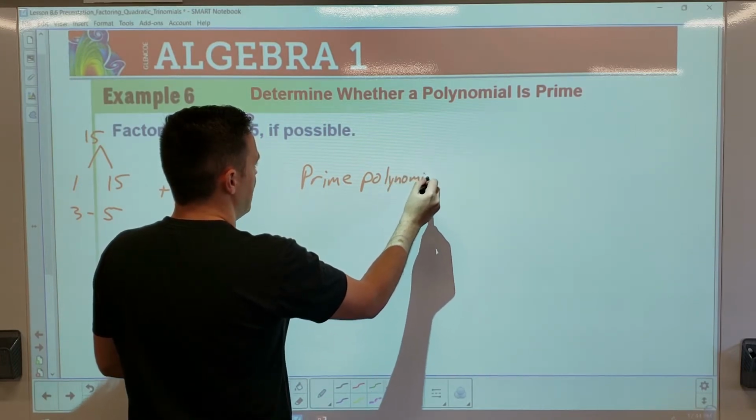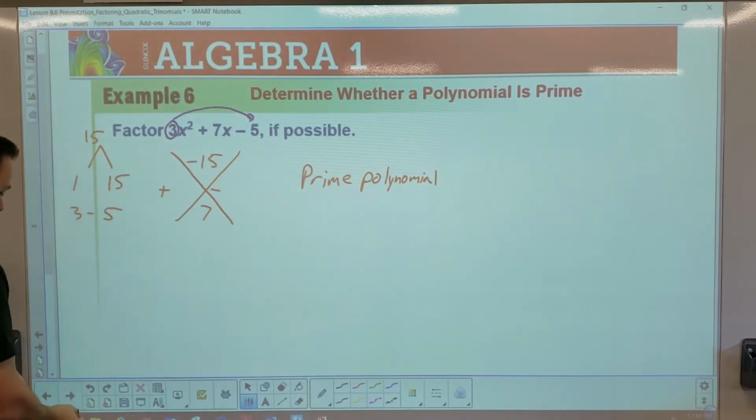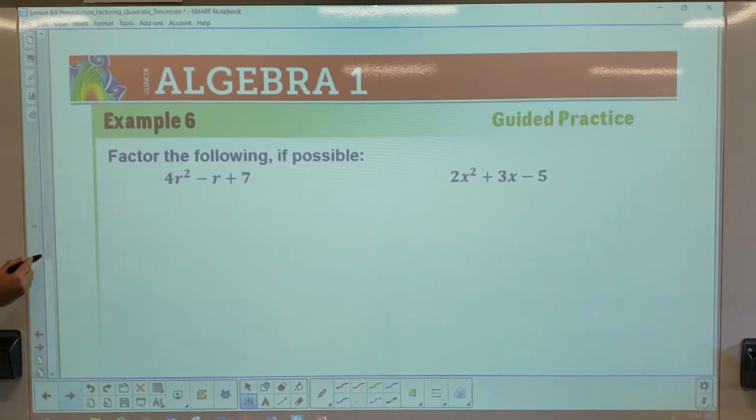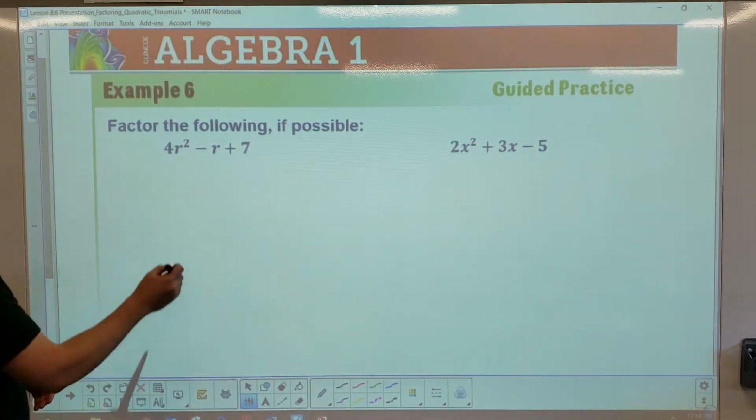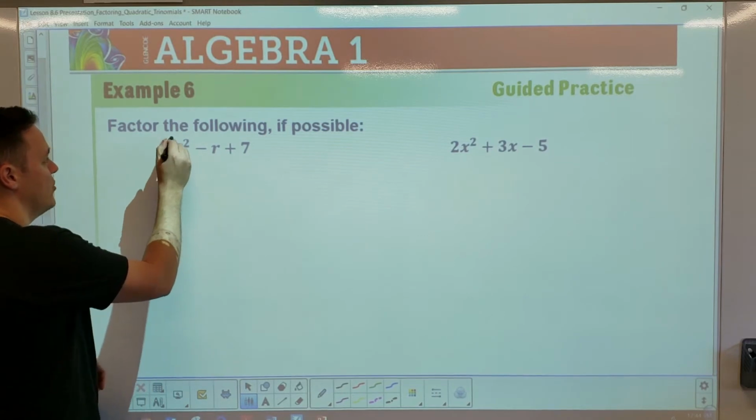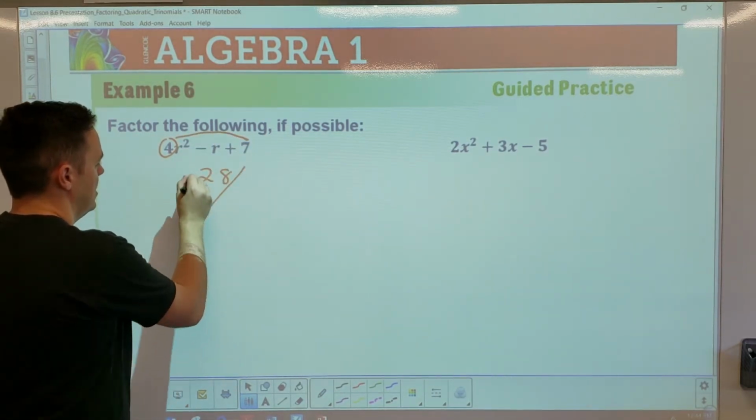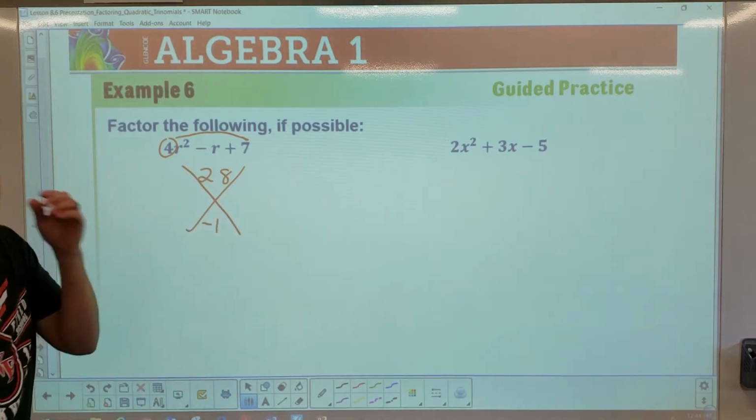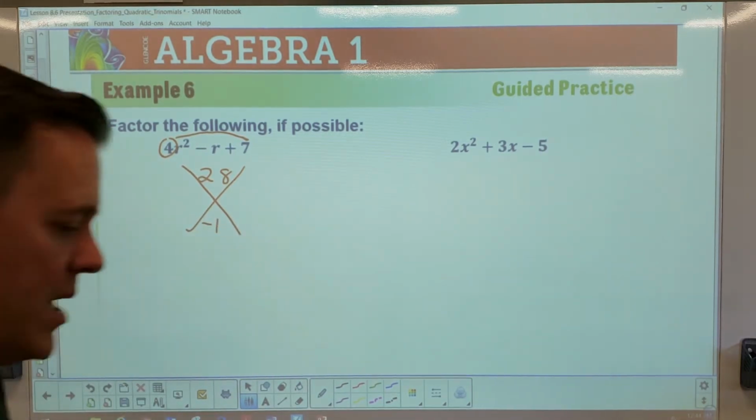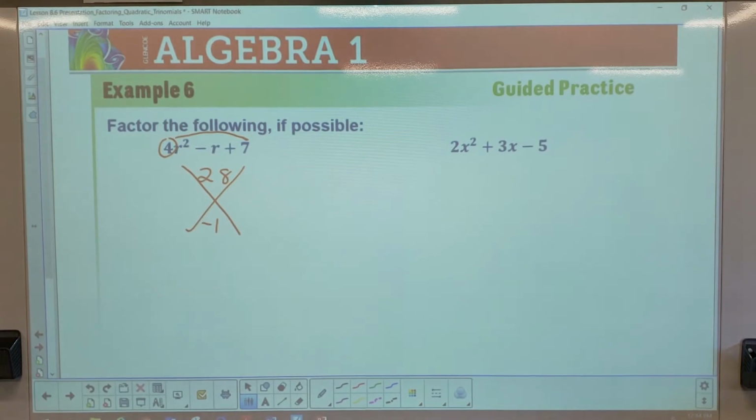Which means it cannot be factored. Okay? Alright, what I want you to do is try the method on this. See if you can slide this over. Start from here. So this would be 28, and it would be a negative 1. See if you can solve that, or the other one, see if it's prime, and then we'll go from there.